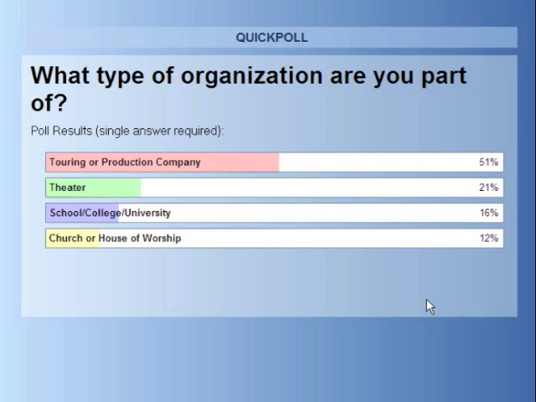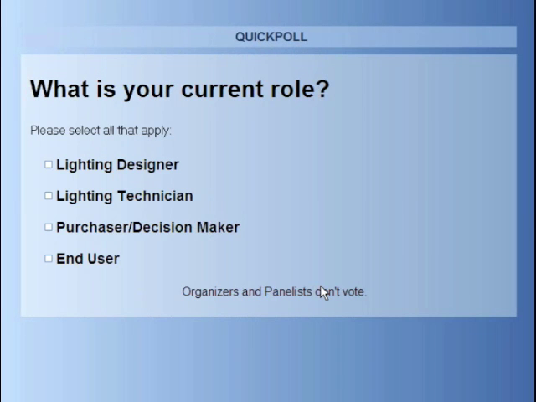Okay, and our last question for you is, what's your current role in your organization? Are you a lighting designer, lighting technician? Are you the purchasing or decision maker? Or are you the ultimate end user? So in the case of a church, that could be the person who has to come in on Sunday to start the lighting show before services. The person responsible for running the light show at the school, somebody other than, say, the lighting designer or the technician.